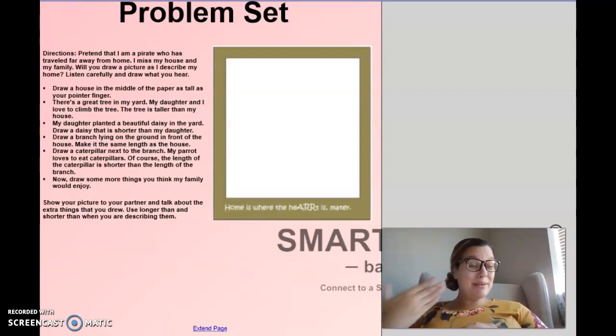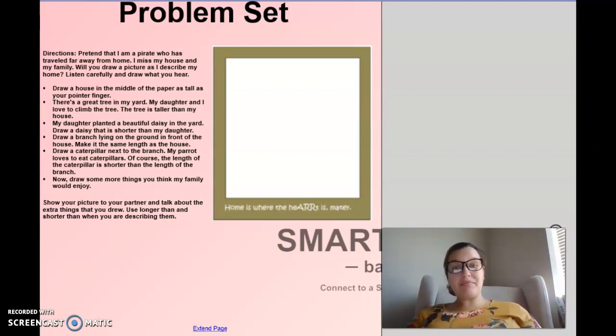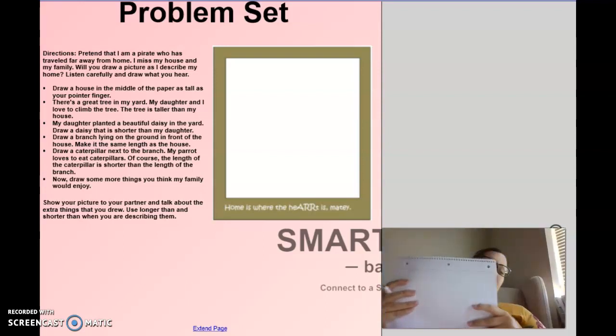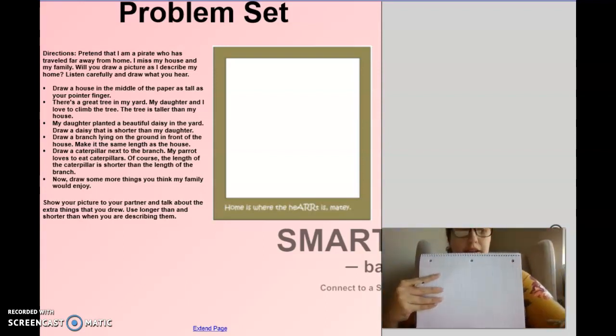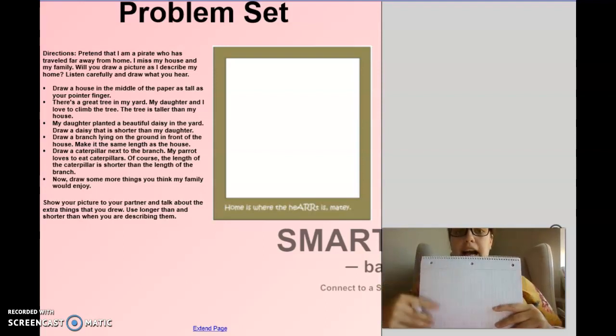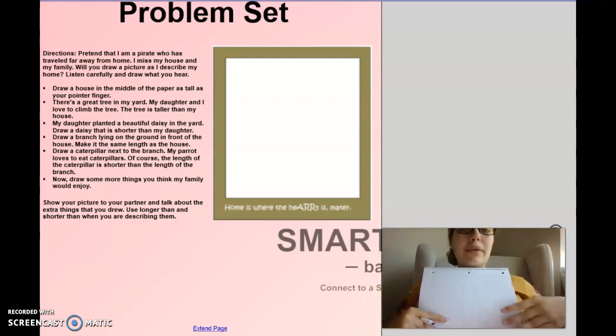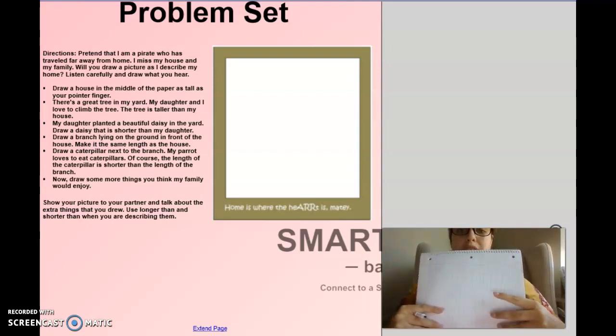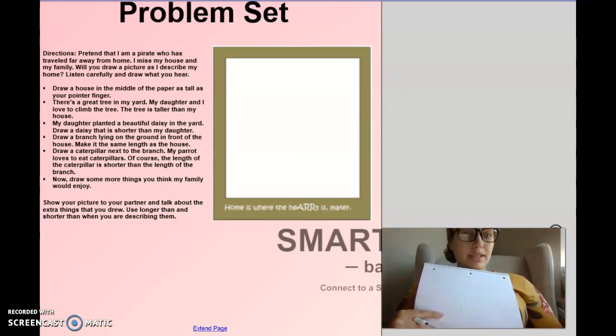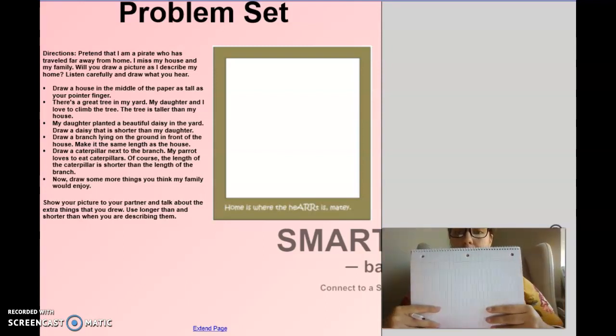So now we're going to play a little bit of a drawing game. I want you to get your paper and pencil, or paper, marker, crayon, whatever you have to write with and write on, and we're going to get started. So you're going to hold your paper like this, and we're going to pretend for a few minutes. We're going to pretend that I'm a pirate who has traveled so far away from home, and I miss my house and my family. And I am telling you what my house looked like, and I want you to draw that for me, okay? You have to listen carefully, though, because there's certain directions, okay?